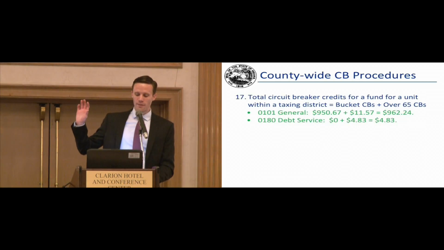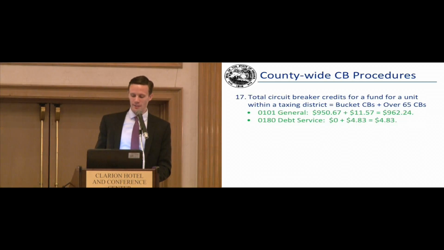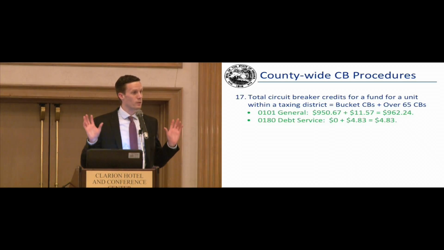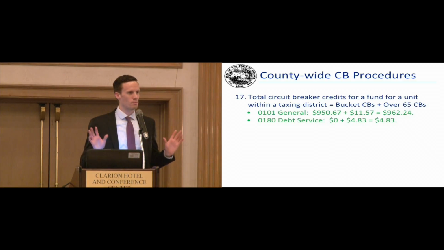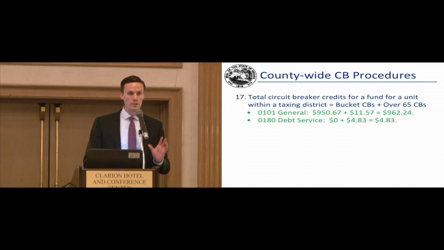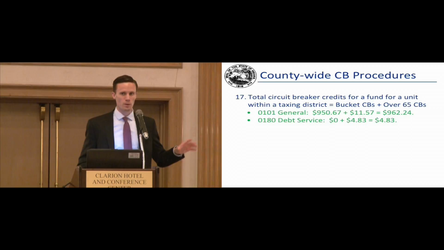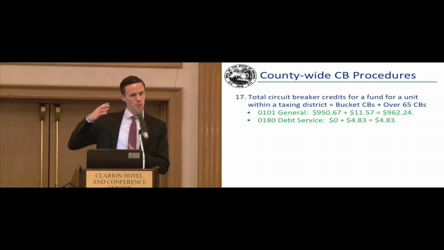And then finally, we arrive at what the individual circuit breaker impact is going to be for this particular unit within the taxing district. If you're an outsider just looking at it without any real context for how it's spread, it's going to feel like we're spreading way too much to the general and not enough to the debt service. In reality, both funds received the over 65 circuit breaker credit. The general fund took the entire bucket circuit breaker amount. So it's going to seem really lopsided, but that's the way the calculation is designed to work.